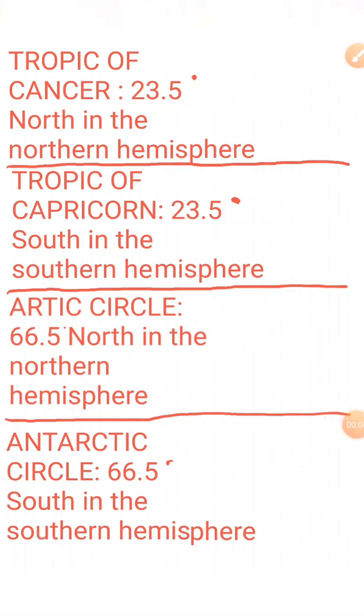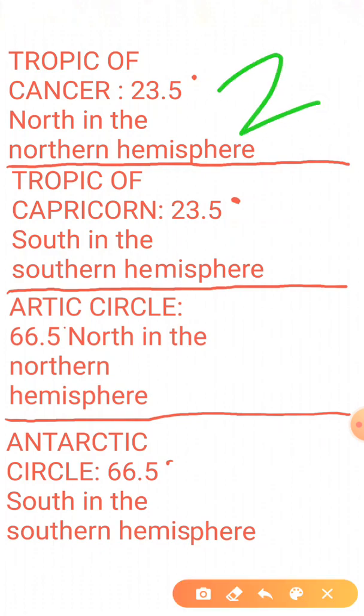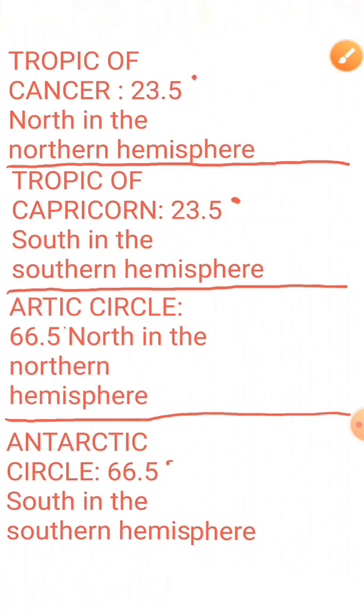Today I am going to tell you chapter number 2 of geography, topic: globe, latitudes and longitudes, part 2. So friends, in the last class we discussed latitudes. Okay, so let's revise it quickly.